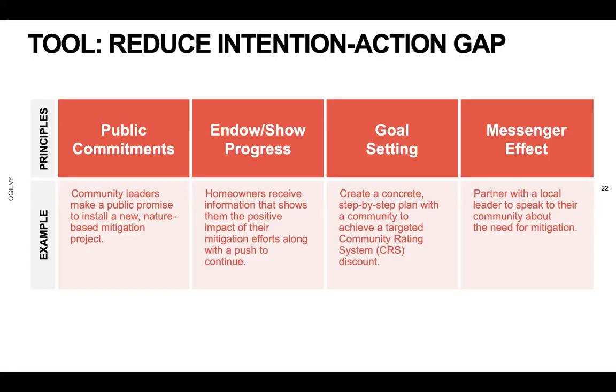For goal setting, this is where we're establishing specific, measurable, actionable goals. Often this might include deadlines. This is where we can work with individuals and communities to help prioritize their efforts. How are they going to track their progress? How are they going to keep motivated to take action towards that desired outcome? So this is where you might work with a community on a step-by-step plan to achieve a goal, like here, getting a CRS discount. So the last one we have here is the messenger effect.